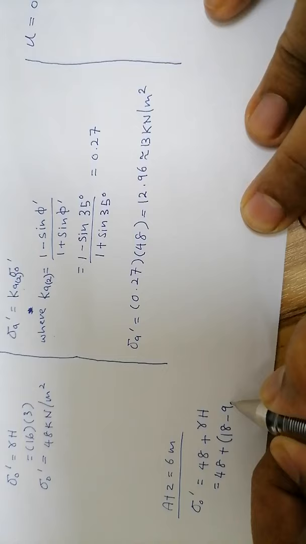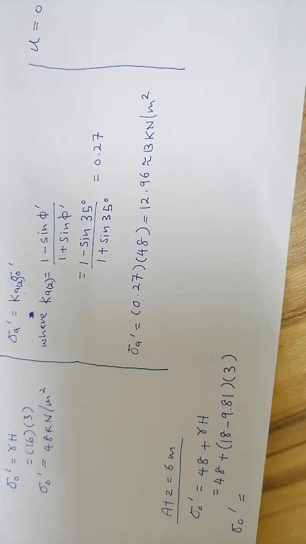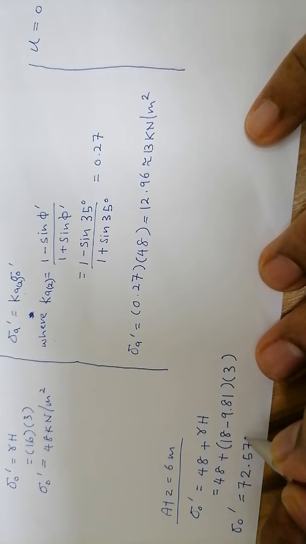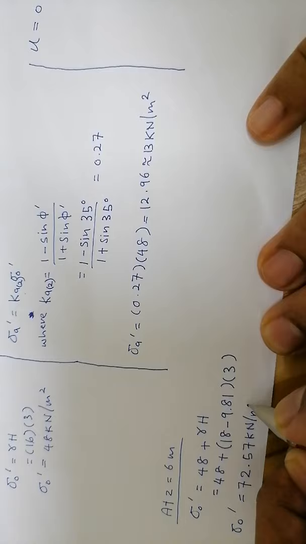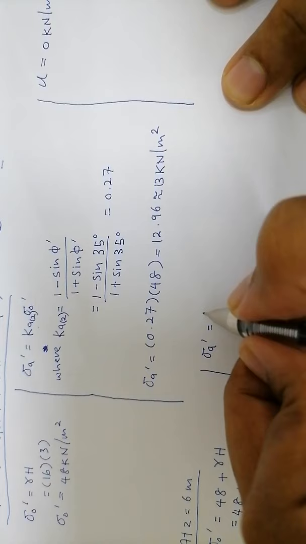So when you do this, you get the vertical effective stress equals, please bear with me, 72.57 kilonewton per meter square. Okay, and then we'll proceed with the Rankine's active earth pressure. This equals Ka2, basically, isn't it?